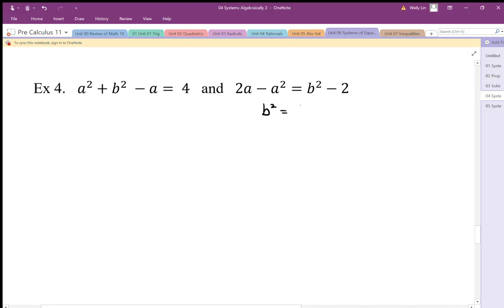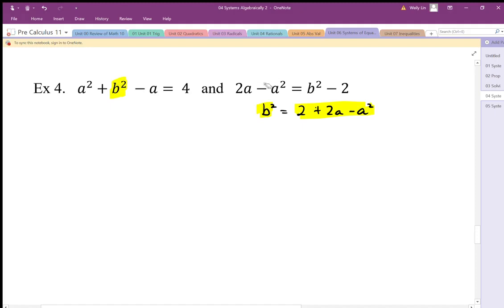So I'm going to add 2 to both sides, and I now have a B squared. And I'm going to use substitution. So I have a like for like here. These are equivalent to each other, and I'm going to do like for like substitution. And by doing so, I'm going to be able to eliminate the B variable.